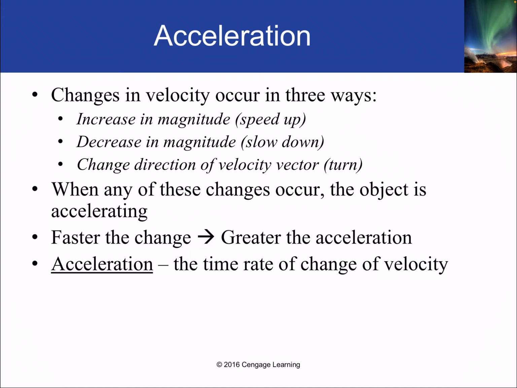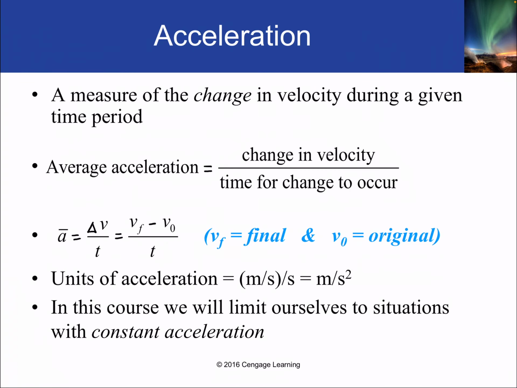When any of those changes happen, you're actually accelerating. So the faster your change, the greater the acceleration is going to be. So you can think of acceleration as simply the time rate of change of velocity. So with acceleration, you're actually measuring the change in velocity during a time period. So our formula is going to be average acceleration is the change in velocity divided by the change in time.